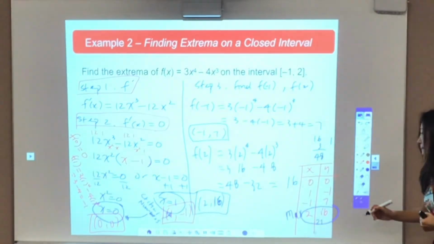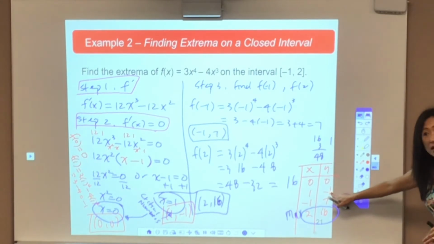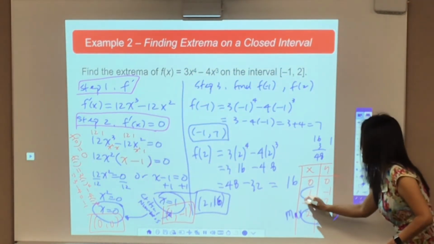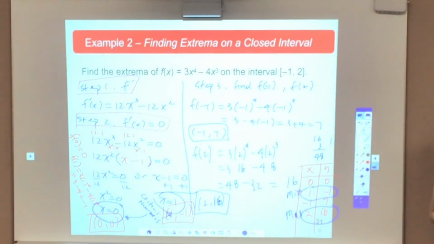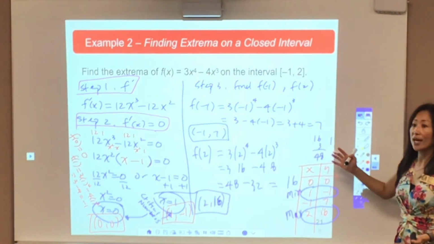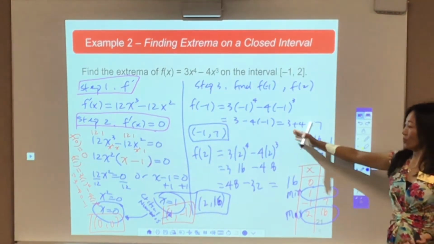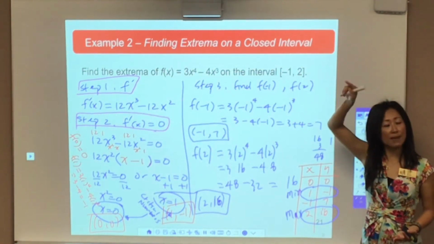What is my minimum? 0. Negative 1, isn't it? My bad, yes. Negative 1 is smaller, so this is my minimum. So in this case, your maximum and minimum are not both located at a critical point. Where is it located? Your endpoint. Your endpoint has your maximum.